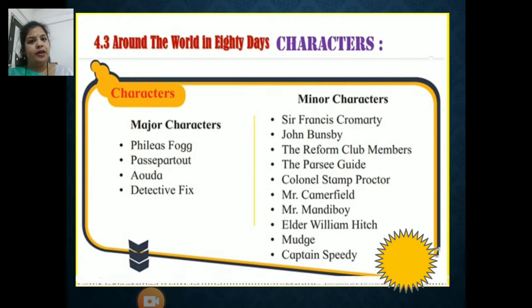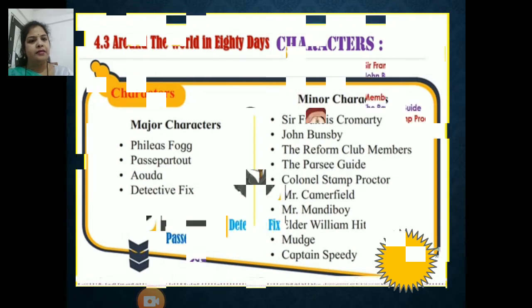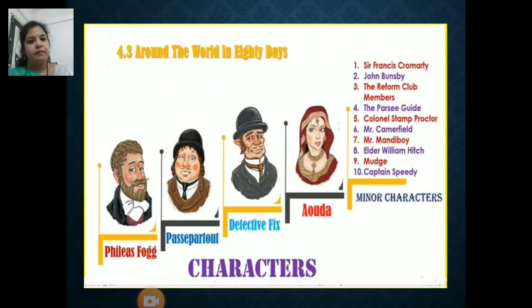So, in this extract, Around the World in 80 Days, we have some major characters and minor characters. Phileas Fogg, Passepartout, Detective Fix, Auda are the major characters in this novel, and we have minor characters as well, such as Sir Francis Cromarty, then John Sullivan, the Reform Club members, the Parsi Guide, Colonel Stamp Proctor, Mr. Camerfield, Mr. Manjiboy, then Elder William Hitch, Mudge, and Captain Speedy.